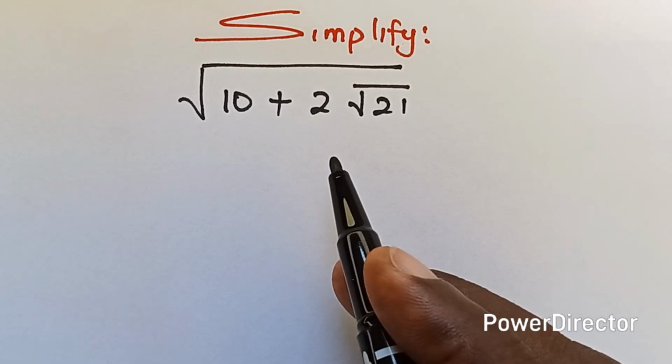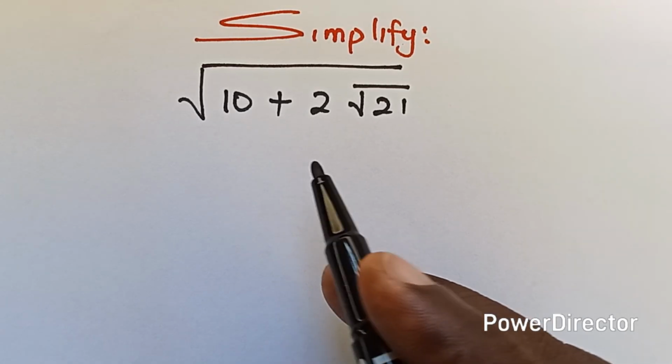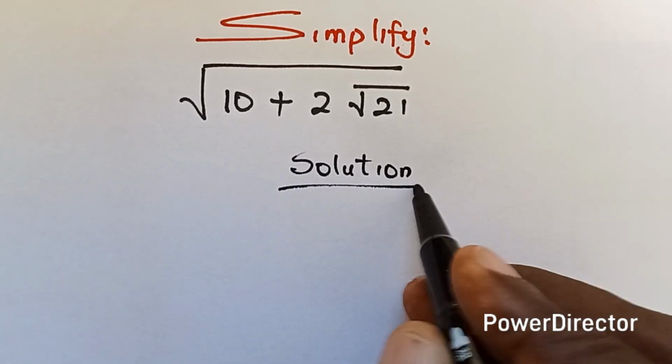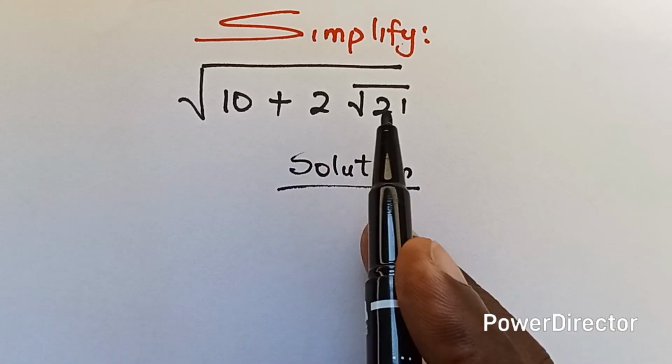Hi guys, let's simplify this radical expression really quick. Alright, solution. We have root 10 plus 2 root 21.